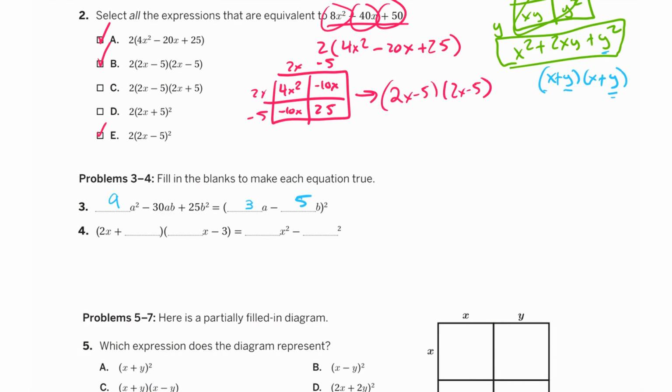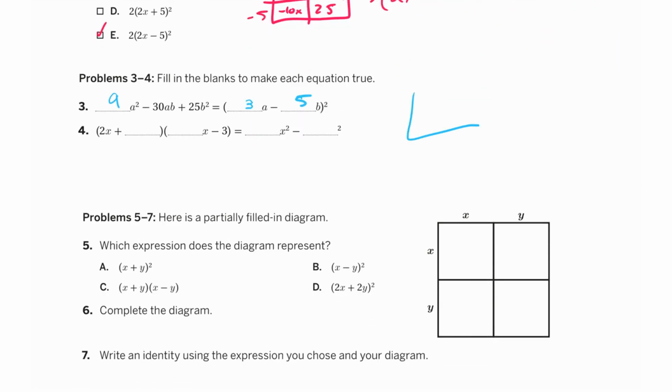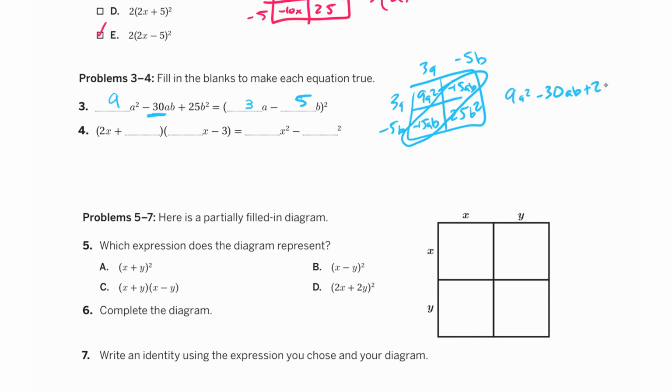Again, we could double check this work by throwing it into the box and multiplying it out to see: 3a and negative 5b, 3a and negative 5b, 9a squared, negative 15ab, negative 15ab, and positive 25b squared. These add together to get negative 30ab, 9a squared minus 30ab plus 25b squared, which works out for number 3.